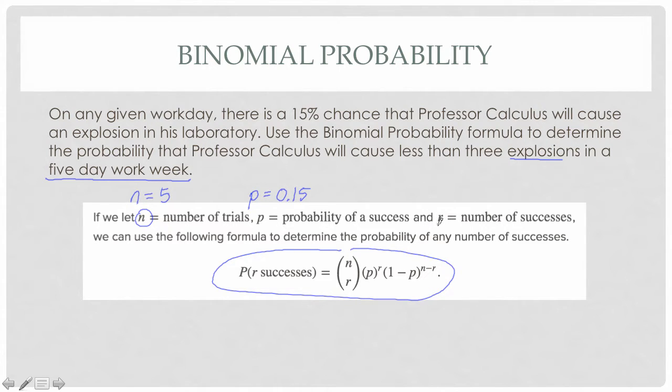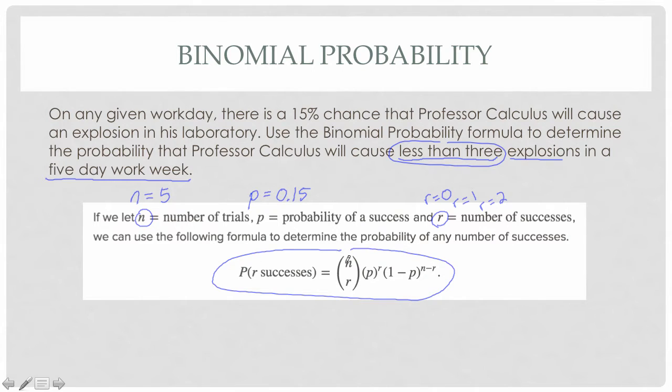R is the number of successes. R is going to keep track of, well, out of that 5-day work week, how many of those days are actually explosions? This problem is interesting because we want to know less than 3, which means, well, what's the probability that I could have 0 or 1 or 2? Well, those are all 3 options. So for our R value, we need to calculate 0 explosions. We're going to need to calculate what if there's 1 explosion out of those 5 days. And we're going to need to calculate what if there's 2 explosions. Those are all the scenarios where there's less than 3.